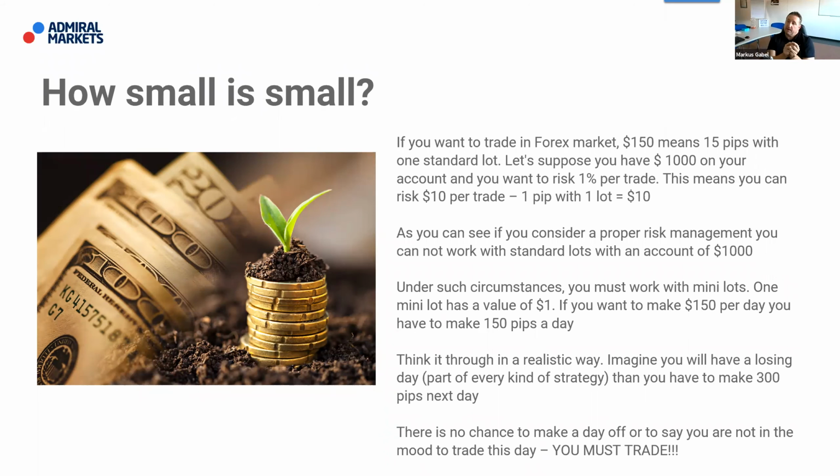So correct me if I'm wrong, pip value in one mini lot is 0.1. For standard lot, it's $1. So 0.1 is one mini lot. In normal way, that's correct. And it's $1. One standard lot, 1.0, it's $10 roundabout.